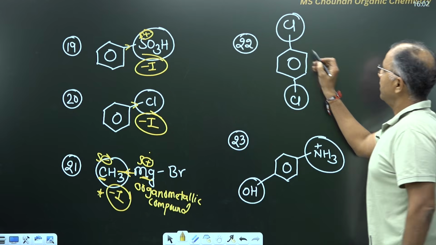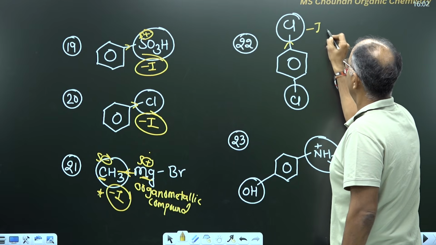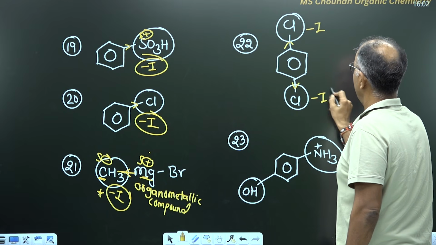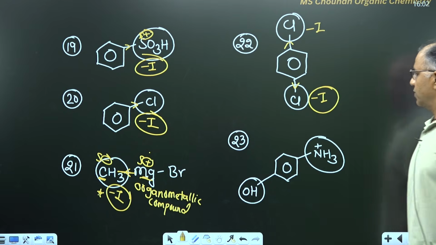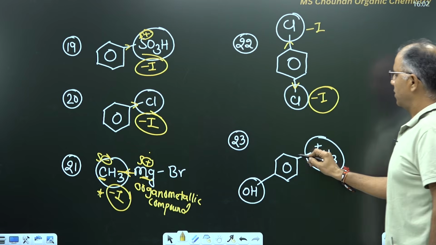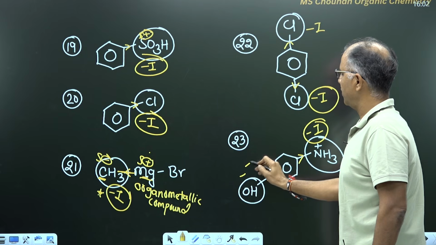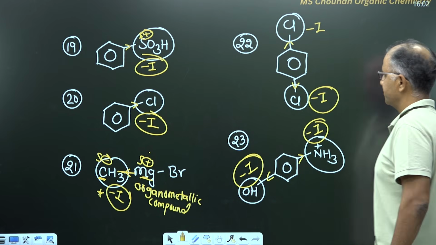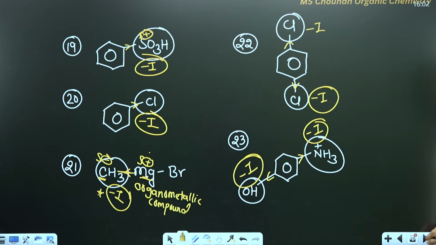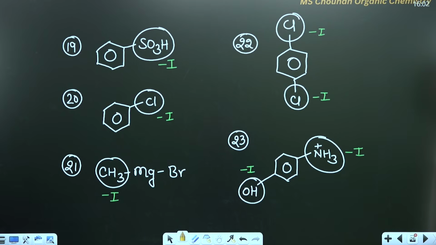What about 22nd? It will show minus I, again it is minus I. What about 23rd? It is minus I, oxygen is more electronegative, again minus I. Now these are the answers.